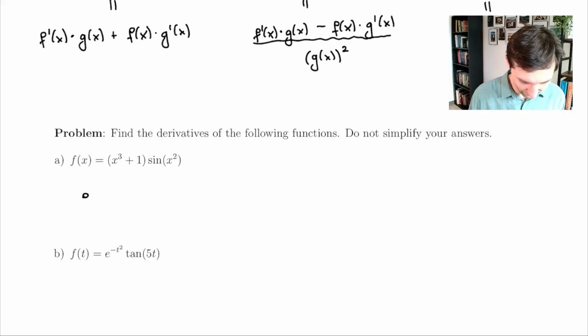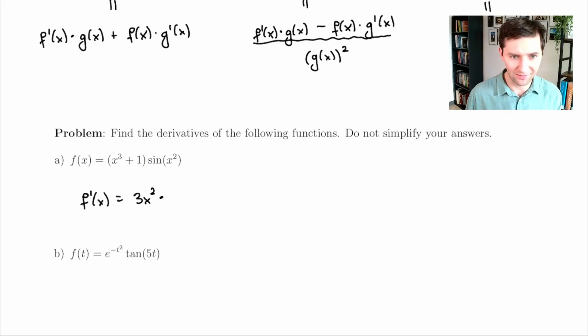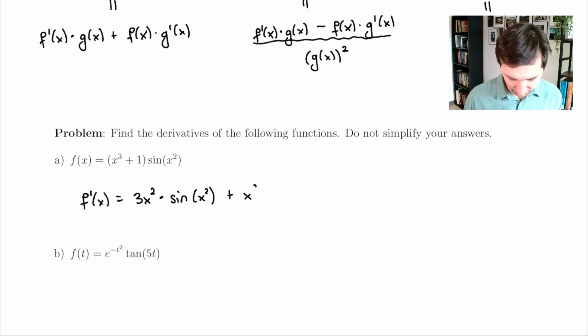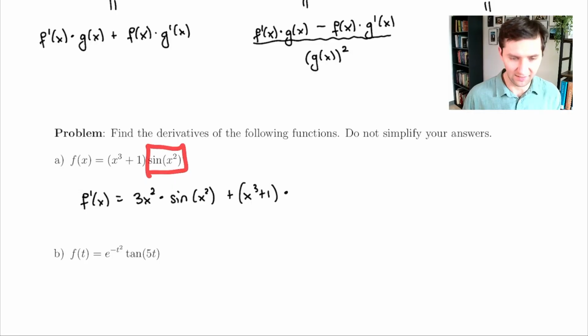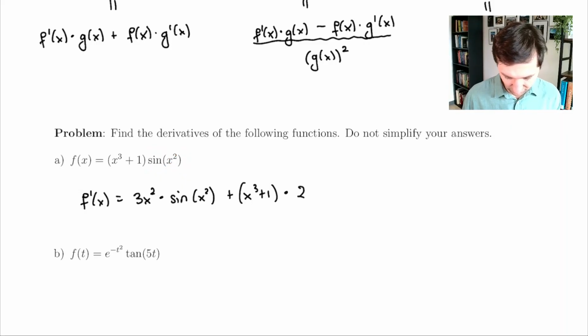So I do f prime of x equals the derivative of the first function. The derivative of the first function is 3x squared. I multiply it by the second function, sine of x squared. And I add to it the first function, x to the third plus 1, multiplied by the derivative of the second function. To take the derivative of the second function, I use the chain rule. The derivative of x squared is 2x. The derivative of sine is cosine with the inside function plugged in.